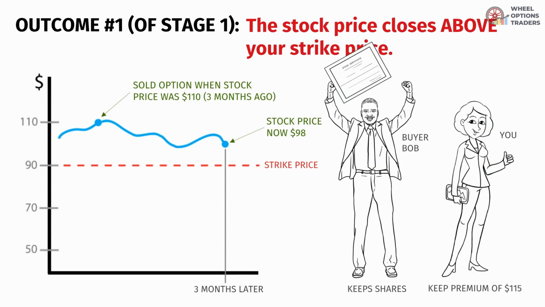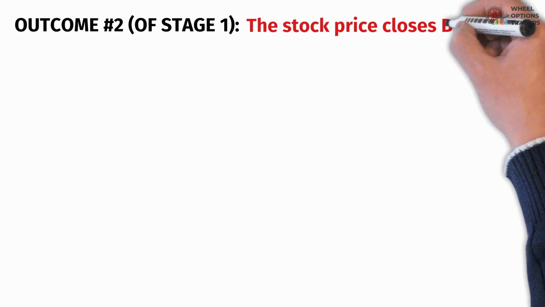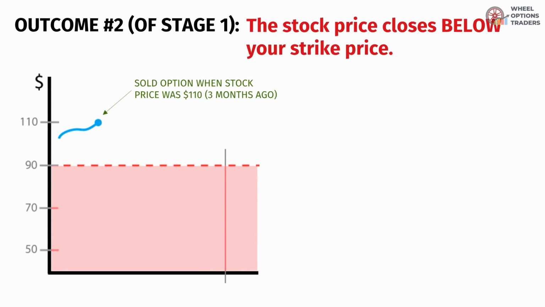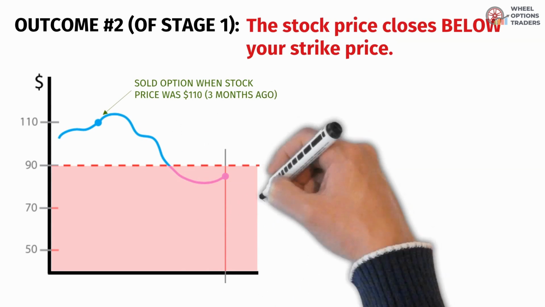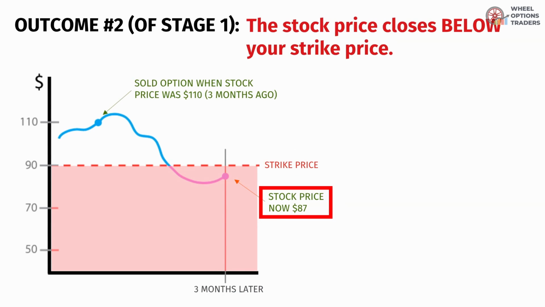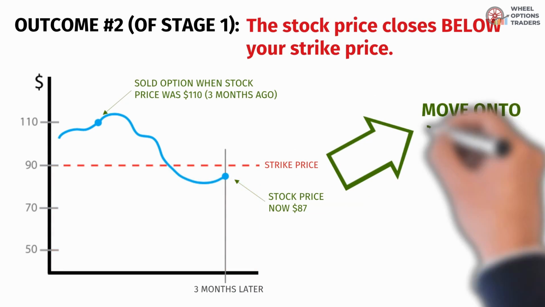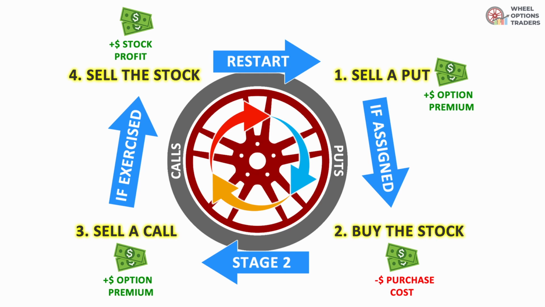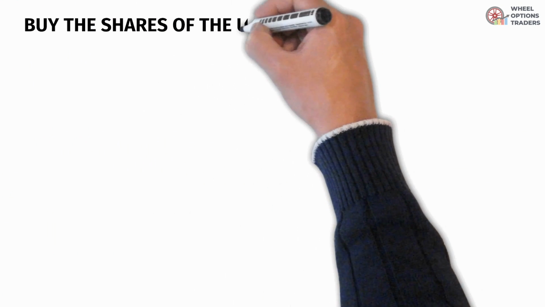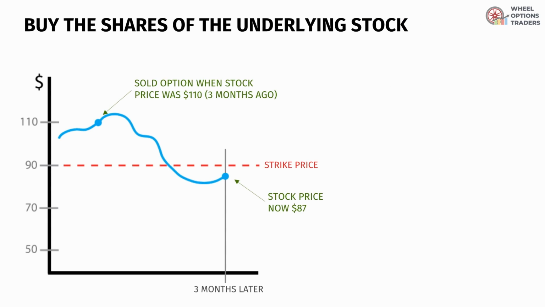Right, outcome 2 is where the wheel starts to turn around. And this is where the stock price closes below your strike price of $90. For example, on the final day of trading, it closes at $87. So in this case, we move on to stage 2 of the wheel strategy. And stage 2 is quite simple. You buy the stock. You buy the shares of the underlying stock from the option buyer because you get assigned their stock.